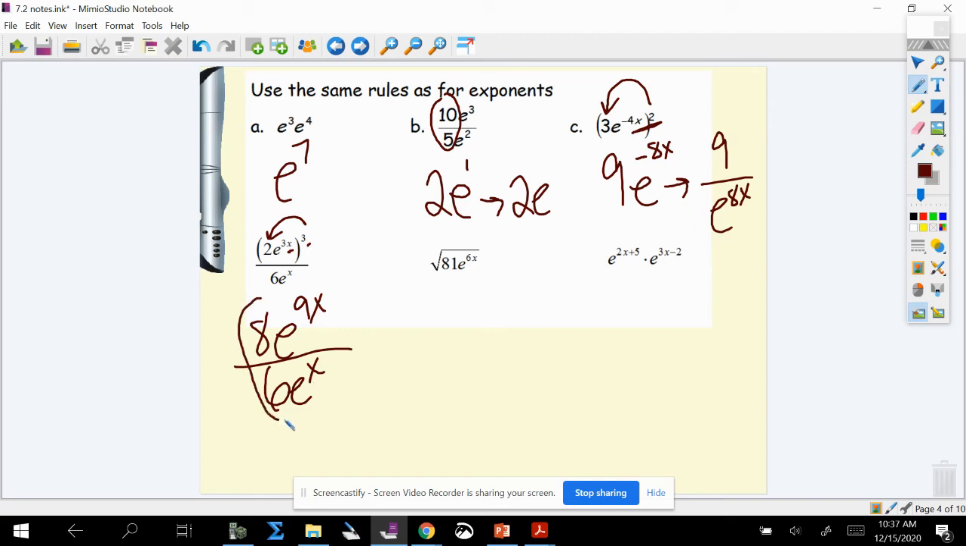I'm going to reduce my fraction. So 8 divided by 6 reduces to 4/3. And then I'm going to subtract my exponent again. So I have both bases being divided, so I'm going to subtract exponents. I get e to the 8x. And it is positive, so it does not need to move.